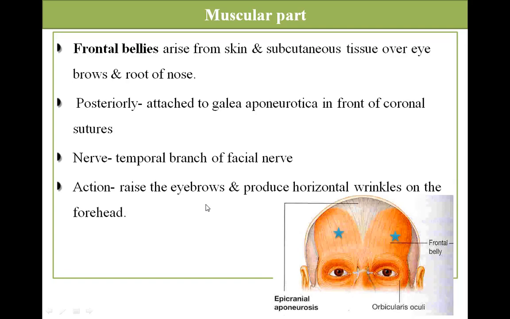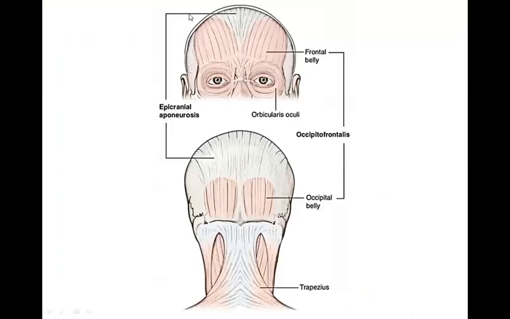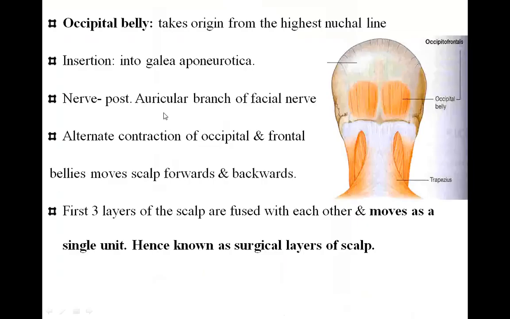That is the action of the frontalis muscle. Here you can nicely appreciate the frontal bellies, and in this diagram you can see the occipital bellies. Occipital belly takes origin from the highest nuchal line and is inserted into the galea aponeurotica. It is supplied by the posterior auricular branch of the facial nerve. Alternate contraction of the occipital and frontal bellies moves the scalp forward and backward.